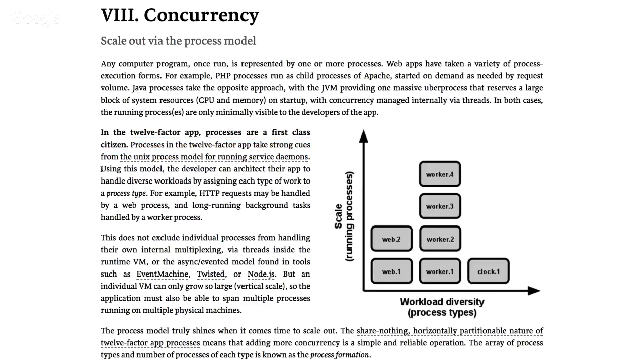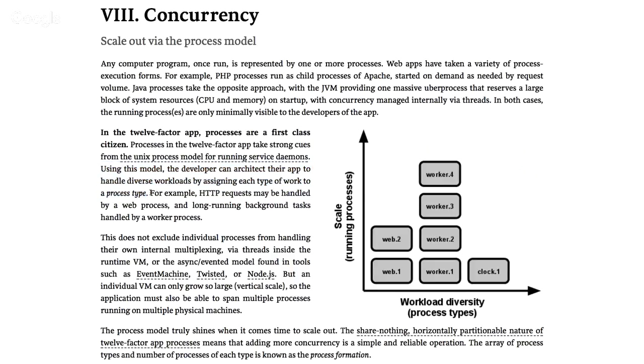Using this model, the developer can architect their app to handle diverse workloads by assigning each type of work to a process type. That's what this example shows, I think. Web 1 and web 2 are the processes that handle the web traffic, and there are a bunch of workers that do the work, and there is a clock that I'm guessing is used for scheduling.